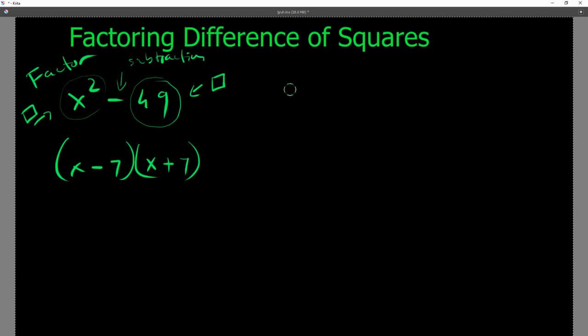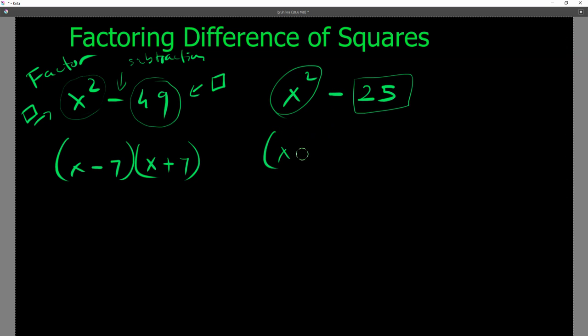Let's do another. I have x squared minus 25. Again, this is a square because it's x squared, and this is a square because 25 is a perfect square, and that's a subtraction, so it's all good. So now I just factor that. I have a square root of this, a square root of that. Same thing here, and one is a plus, one is a minus. It doesn't matter with the order.